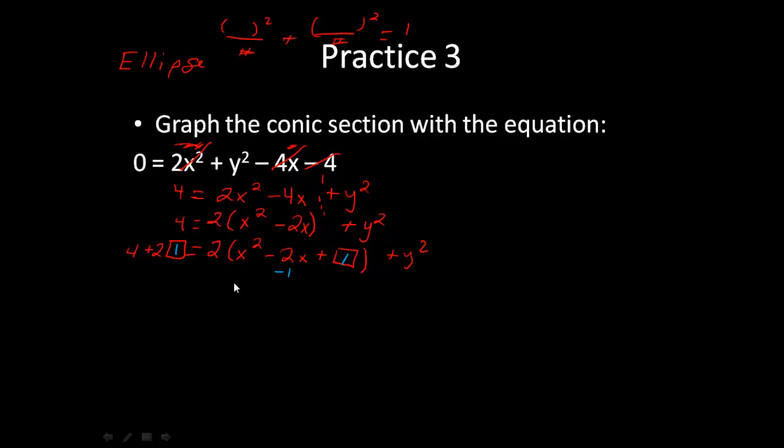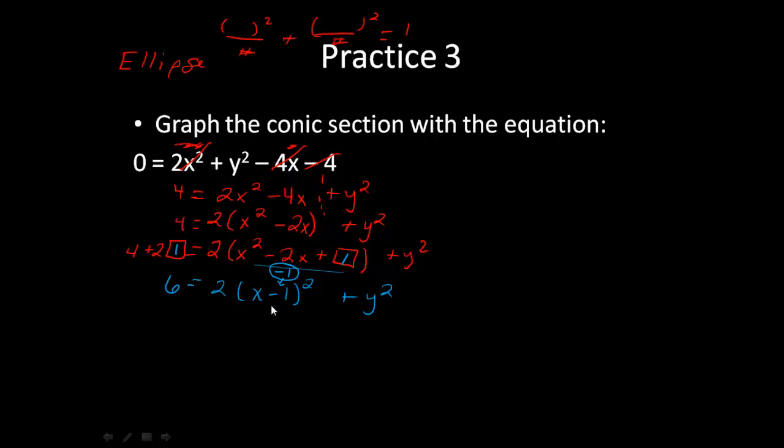Now, when I rewrite this, I'm going to factor this expression right here, this x squared minus 2x plus 1. And that's going to factor into x minus 1 squared. This number that we find right here is always what's going to go in here. And on this other side, I can simplify that all the way down to 6.